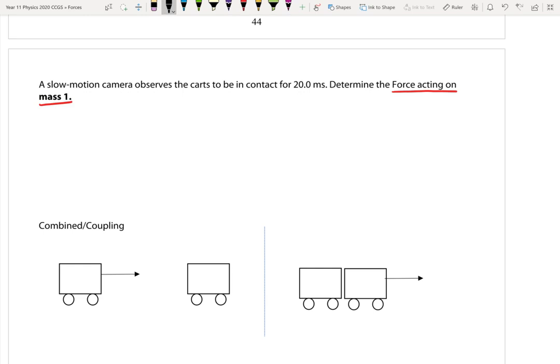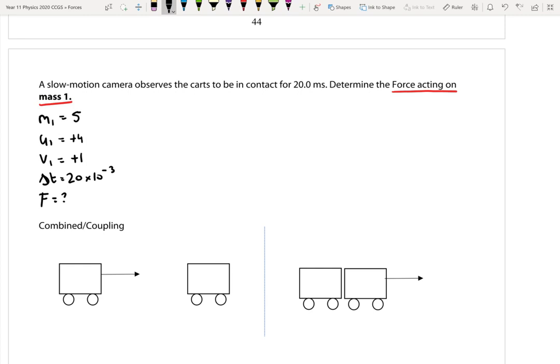Let's write our information down about mass 1. We said it was a 5 kilo mass, and it was initially travelling at +4, and afterwards it was travelling at +1, and we now have our time interval of 20 milliseconds. The question is, what is the force?